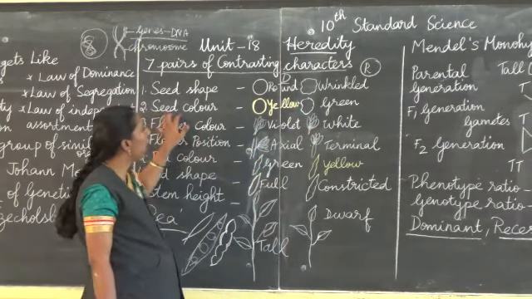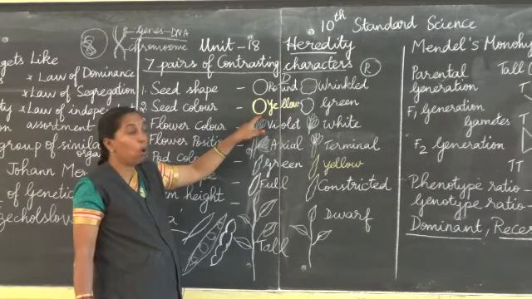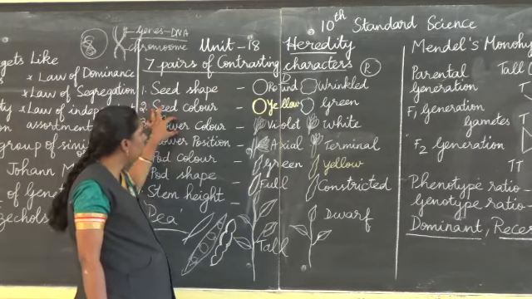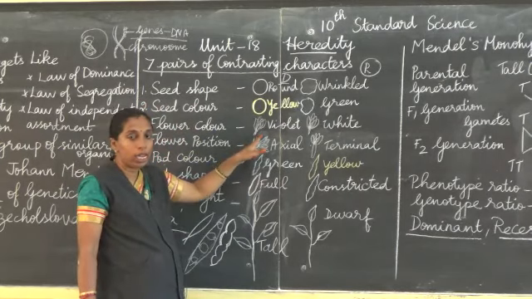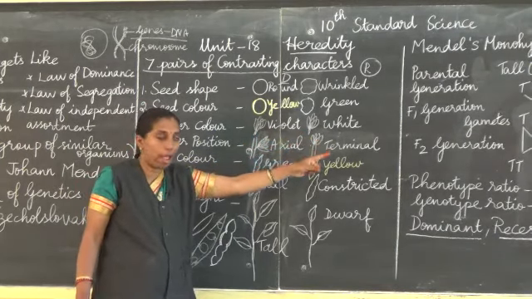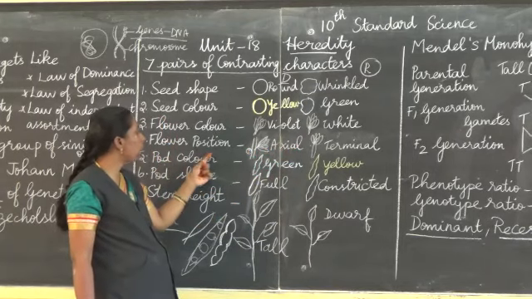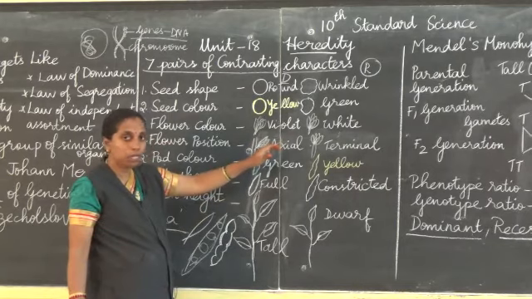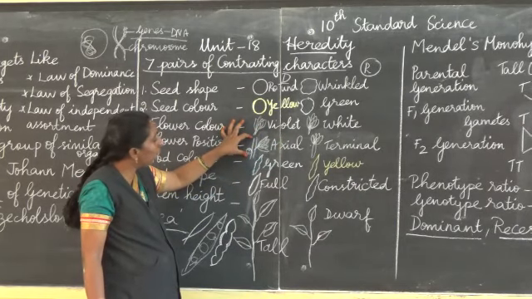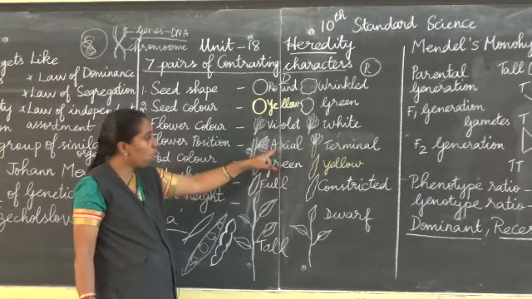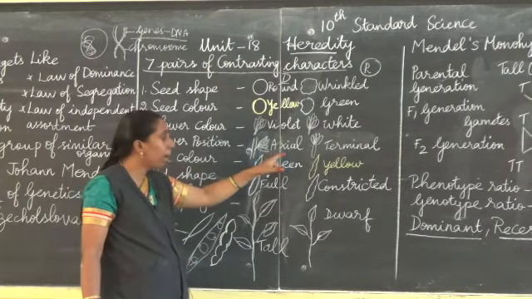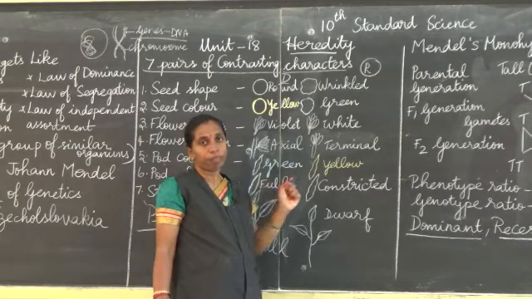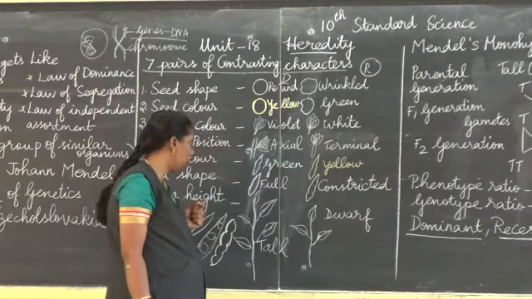And seed color, dominant is yellow and the recessive is green. Similarly, flower color, dominant is violet, recessive is white. And flower position axial. Axial means the flower is located at the side of the stem, and terminal means the flower which is located at the tip, at the end, is called as terminal.